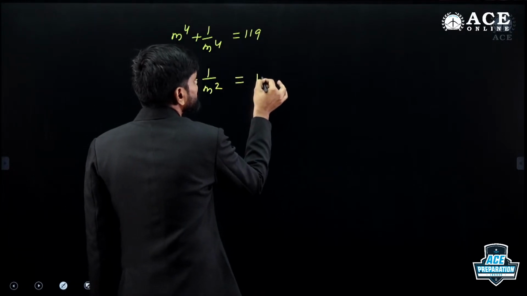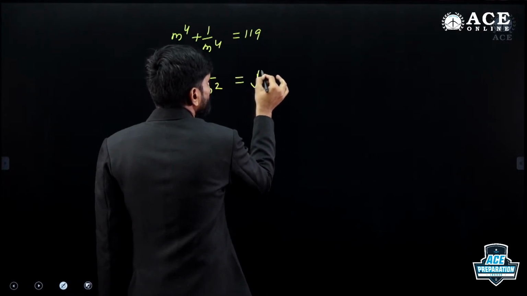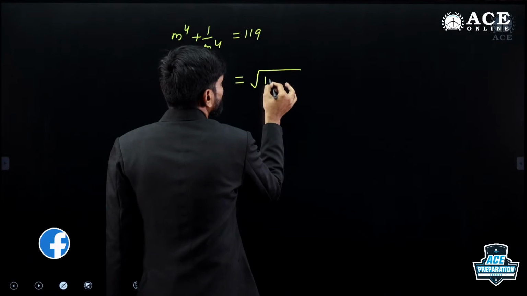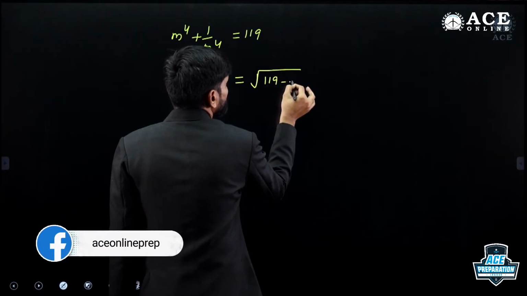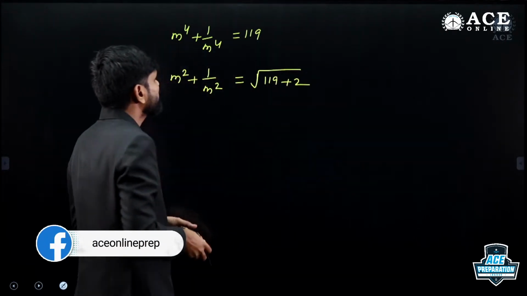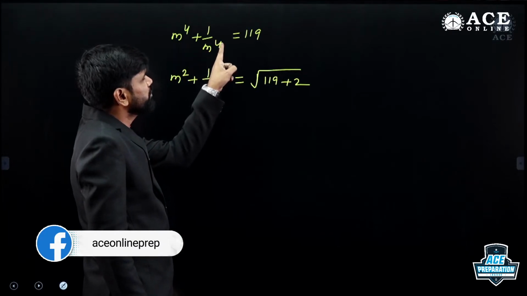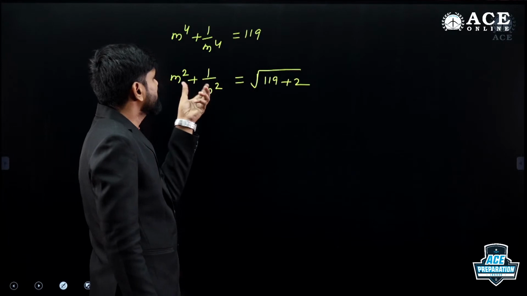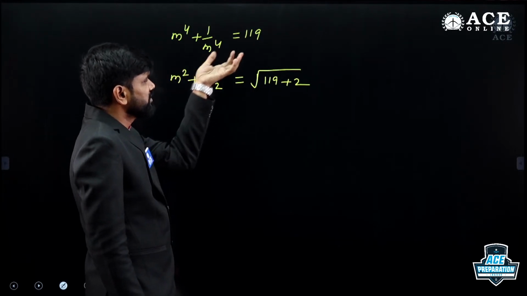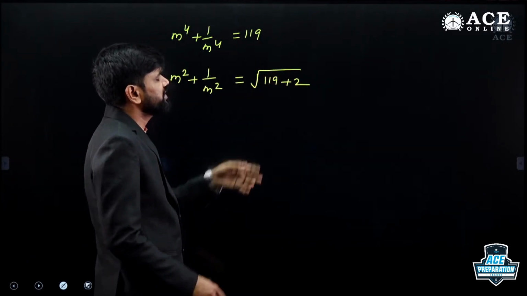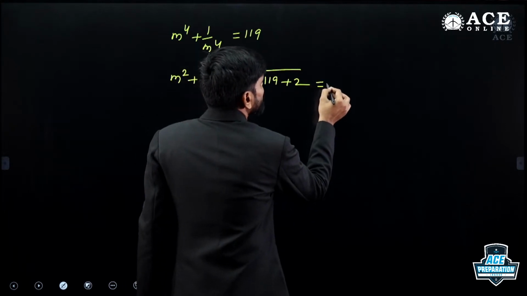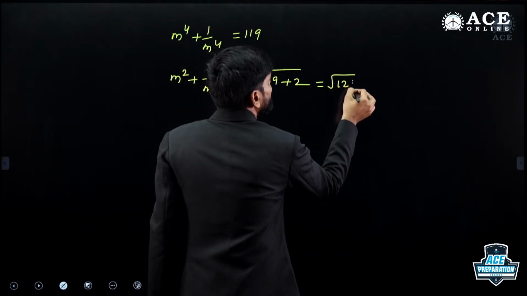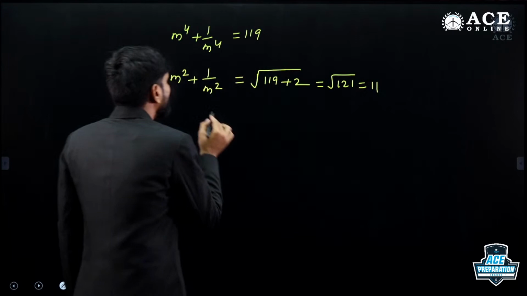That will give you how much? Square root of 121, I can say. 119 plus 2. If I am adding plus 2 into m square into 1 by m square on both the sides, this will become m square plus 1 by m square whole square, that is equal to 119 plus 2. Directly I will take the square root of this one. So square root of 121 will give you how much, dear? 11. Now again you have this one.